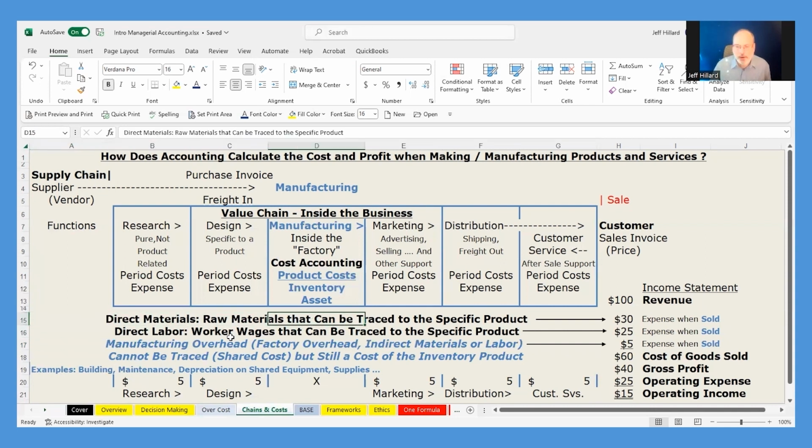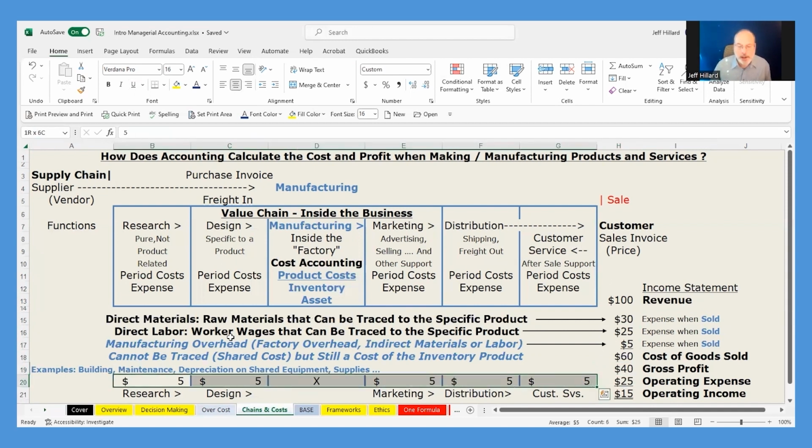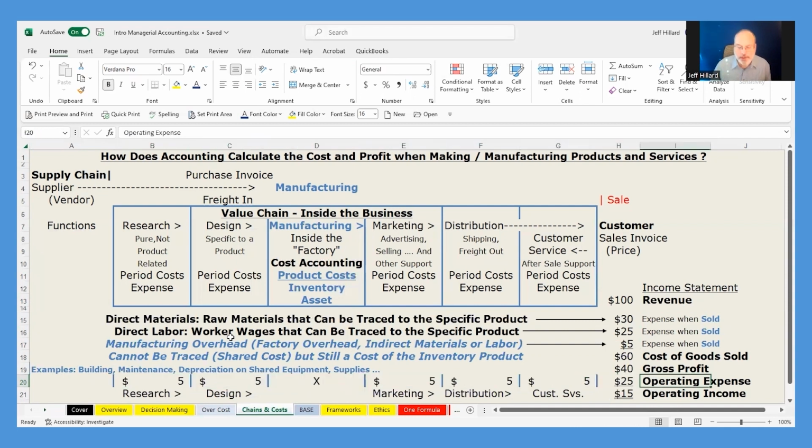So let's take a quick look at how an income statement might look. We have revenue of $100, and 30, 25, and 5 for direct materials, direct labor, and manufacturing overhead. We have cost of goods sold. We have a gross profit of 40, but then we have these period costs, which come in as operating expenses on our income statement before we make a profit of 15 on this sale.